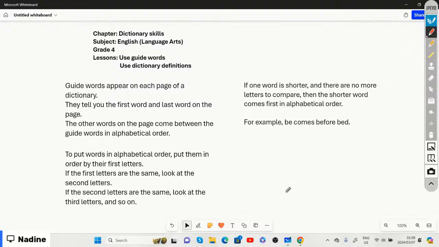We said in order to put words in alphabetical order, and alphabetical order is from the lowest letter to the highest letter, we need to put them in order by the first letter. If the first letter is the same, then we look at the second letter. And if the second letters are the same, then we look at the third letters, and so on and so on. We start looking at the first letter of the word in order to know which one comes first or which one comes after.